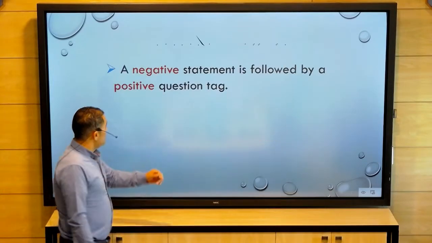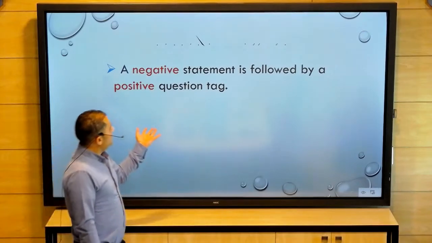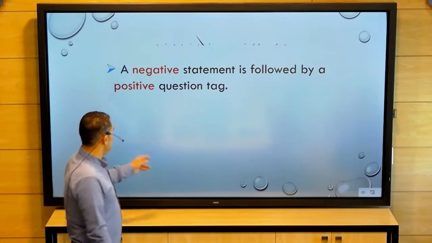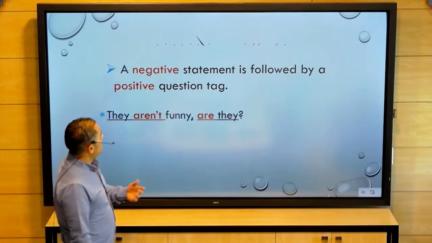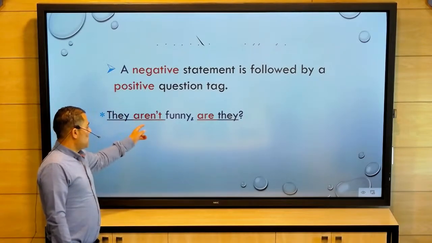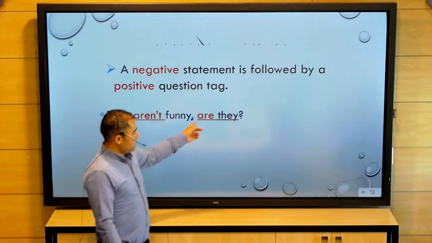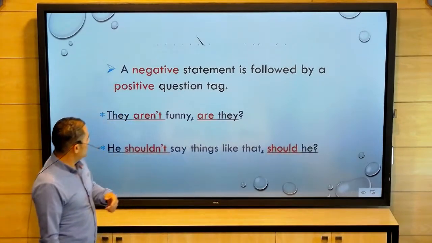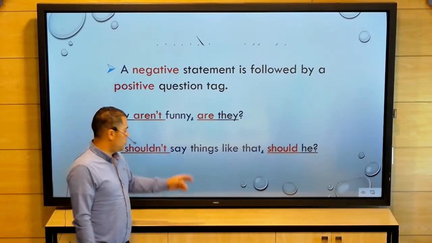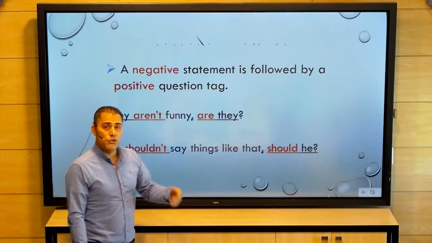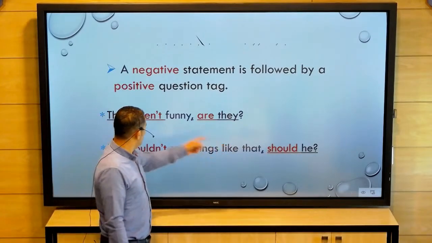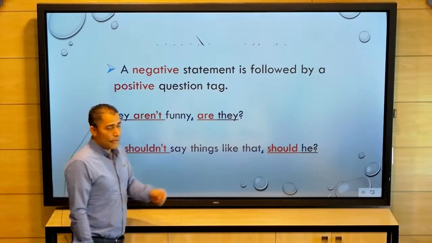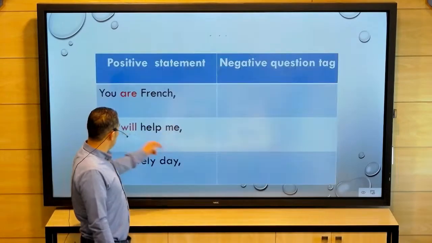On the other hand, the negative statement is followed by a positive question tag, vice versa. Like, they aren't funny. Here, the auxiliary in the negative form becomes positive: are they? And he shouldn't say things like that. Shouldn't, the modal, becomes positive: should he? So the positive is followed by a negative tag, and the negative is followed by a positive tag.